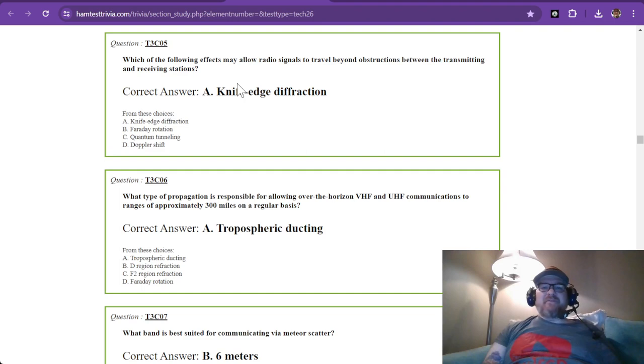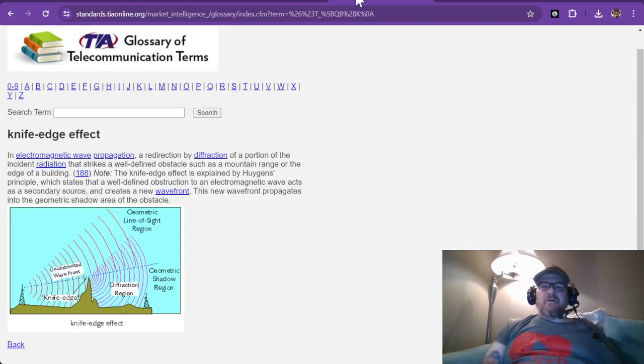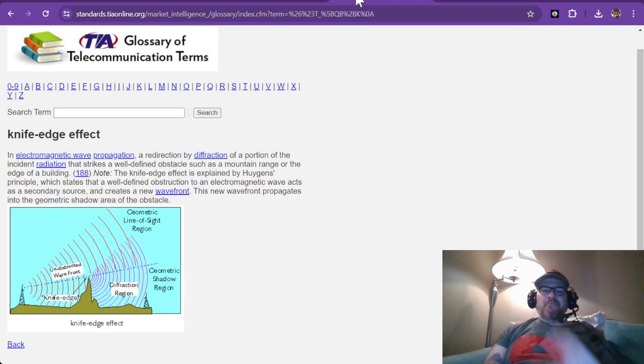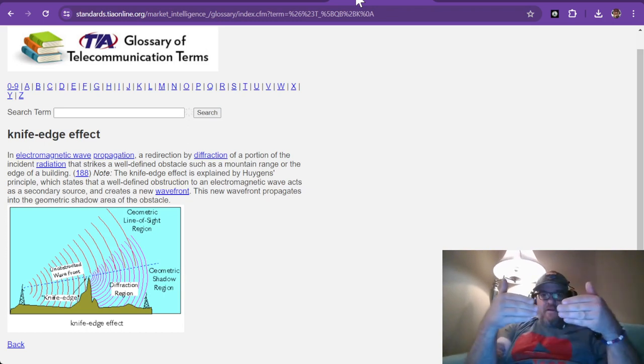Which of the following effects may allow radio signals to travel beyond obstructions between the transmitting and receiving stations? And this is called knife edge diffraction. Now, if you've ever taken a physics class, you can look at knife edge by doing waves in the water going around an obstacle or through an obstacle.